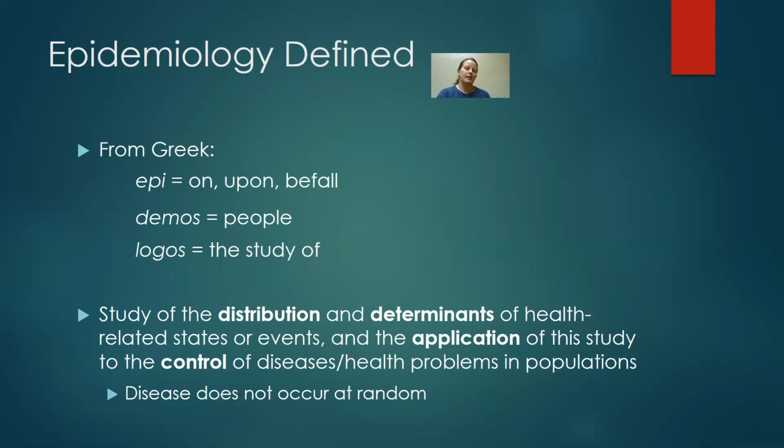And one of the main underlying themes of epidemiology is that disease does not occur at random. In other words, we think that there are factors, characteristics, measurable aspects of disease and risk that we can identify and intervene on in order to limit disease in populations.